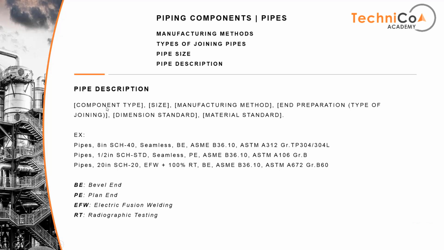It must have component type, size, manufacturing method, and preparation. What is important? We must have standards for dimension for size, and material standards. I will talk specifically about this in this section. I have some examples here to help you understand. What do the parameters in this description mean?